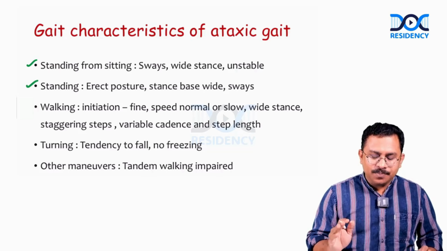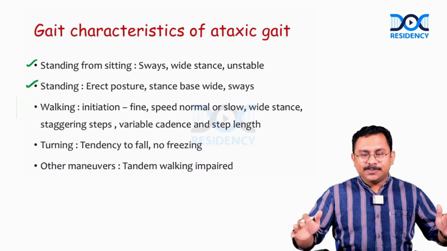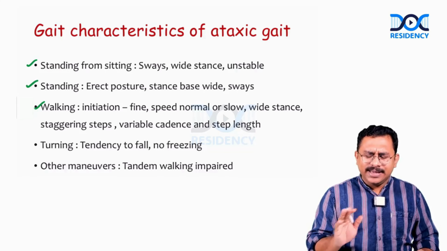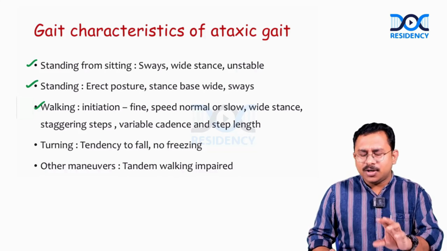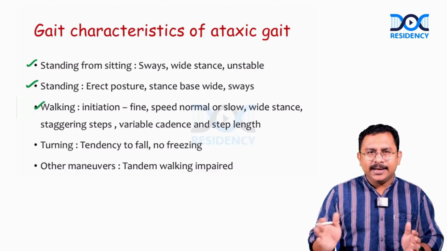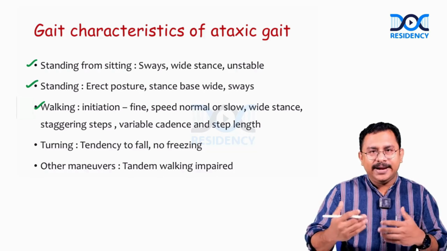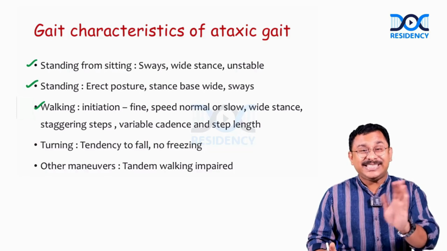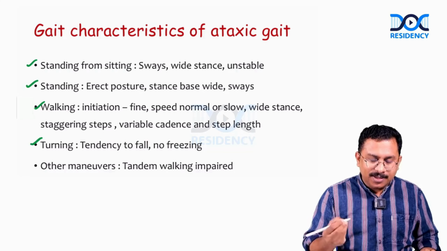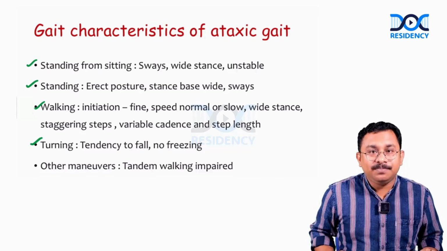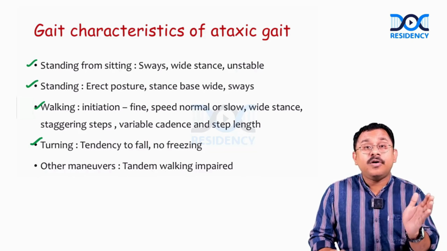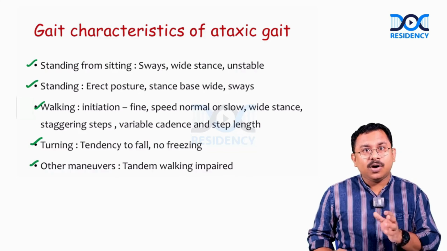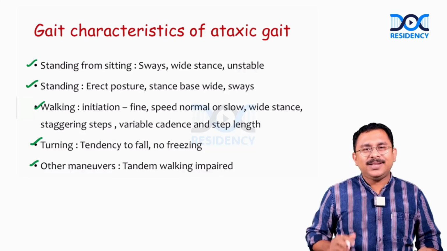While he is standing, he'll have an erect posture, the stance base will be wide and he'll have a tendency to sway. While he is walking, the initiation is fine, the speed is normal or slow, with a wide stance and staggering steps. There will be variable cadence, the number of steps per minute, and also variable step length. Then turning: there will be a tendency to fall, but unlike extrapyramidal disorders, there will be no freezing. And other maneuvers: tandem walking will be impaired in patients with ataxic gait.